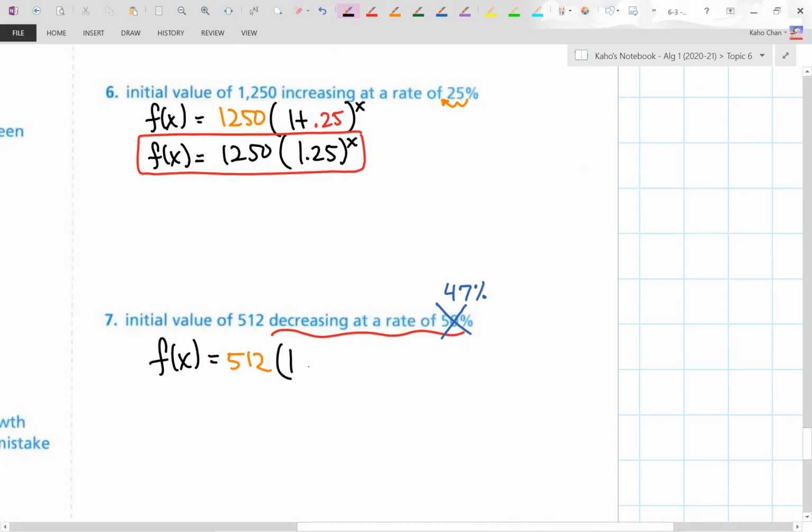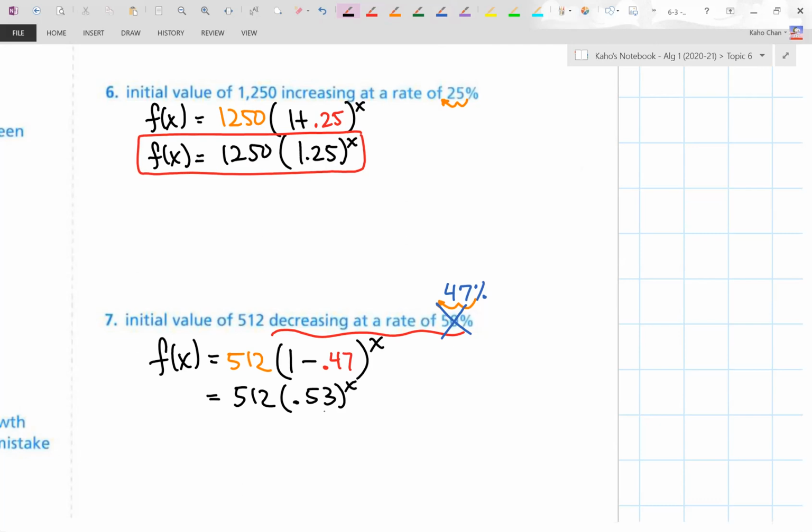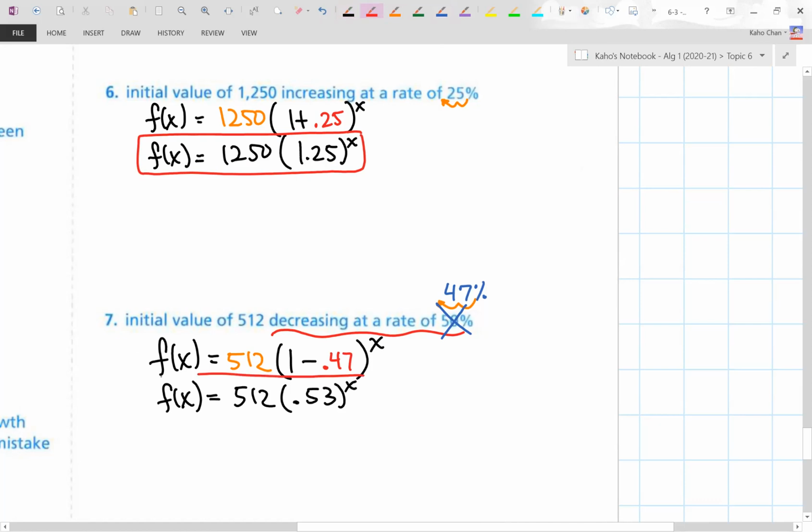When I put in 1 minus 0.47, by the way, 0.47, subtract that from 1, I'm going to get this answer. 512 times 0.53 to the x. I want 53% of the original. 53% of the original is the same as 47% decrease. Make sense? Because it always adds up to 100. All right. Not too bad. Let's jump to number 8.